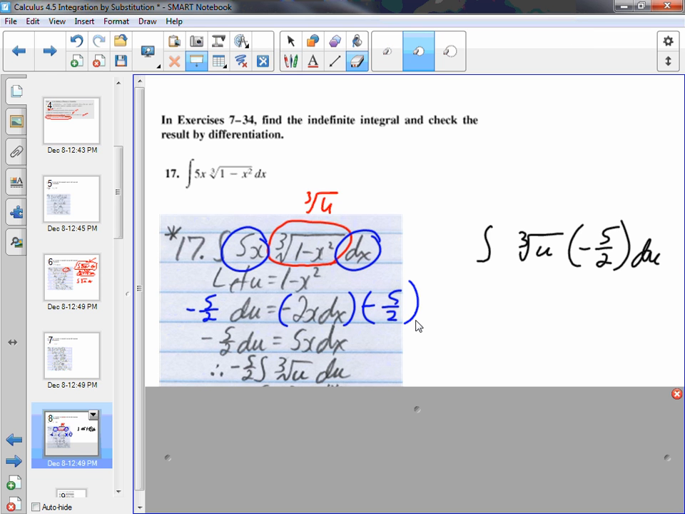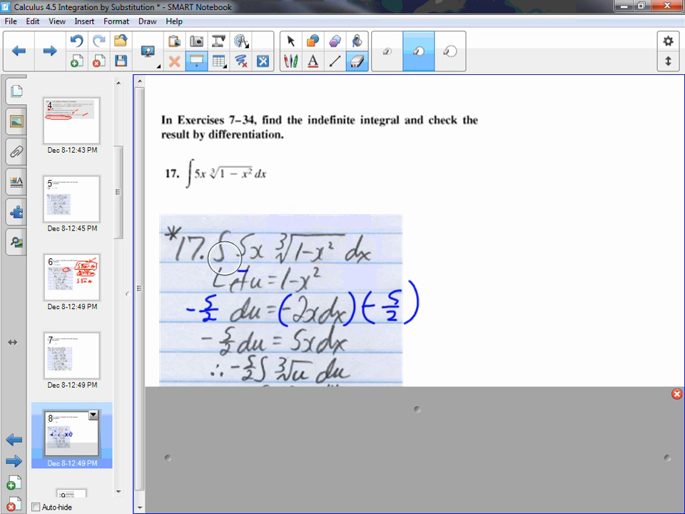Now, before you finish this one, are there any questions on how to make the substitution? Feel like you're getting the hang of it a little bit? All right. So go ahead and finish that problem up. See what you get.